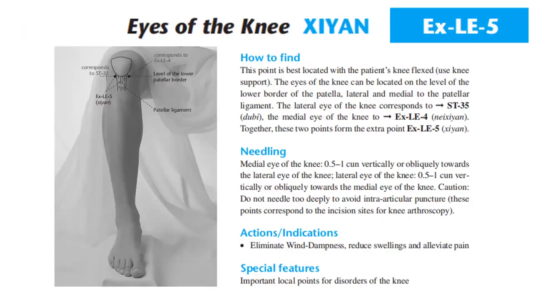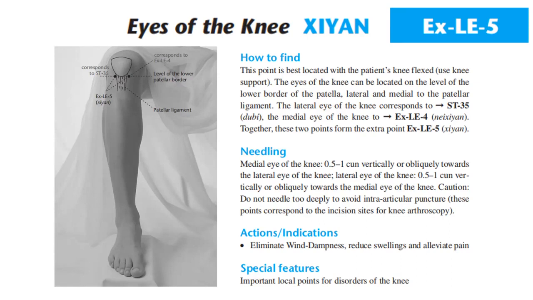Eyes of the Knee, Xiyan, EX-LE-5. How to find? This point is best located with the patient's knee flexed, using a knee support. The eyes of the knee can be located at the level of the lower border of the patella, lateral and medial to the patellar ligament. The lateral eye of the knee corresponds to Stomach 35, the medial eye of the knee to EX-LE-4. Together, these 2 points form the extra point EX-LE-5, Xiyan.